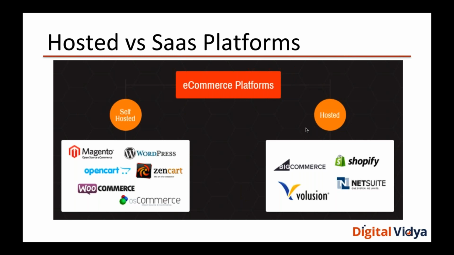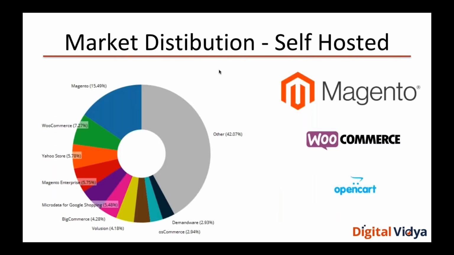Compared to that, on the self-hosted side, there are platforms like Magento, WordPress with an extension, WooCommerce. Then there is software like OpenCart, ZenCart, and osCommerce. So these are the software which are available on the self-hosted side. Going ahead to the market distribution for self-hosted.